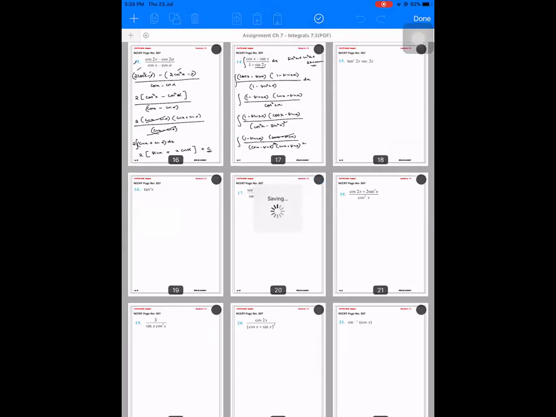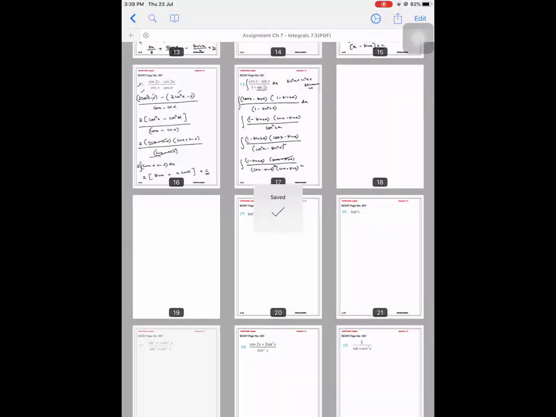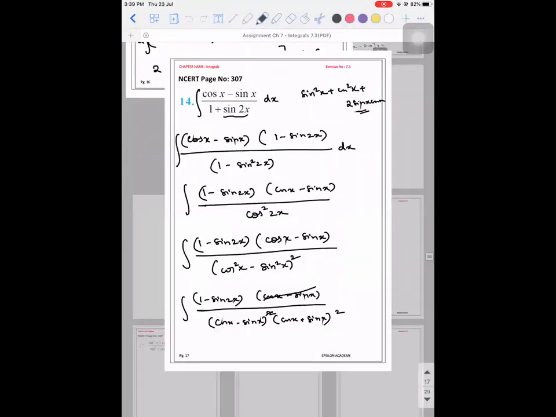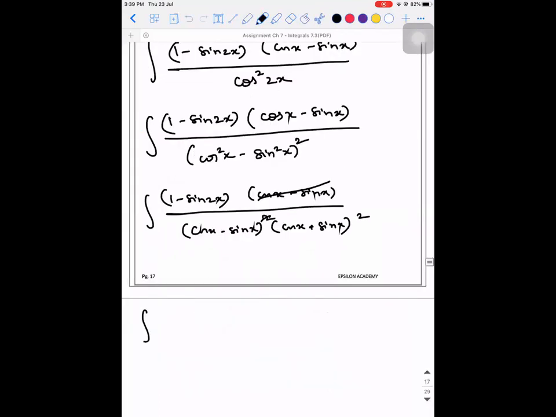So assuming this method will take 2 more pages, if I have something like this and I want to proceed, what will you do? 1 minus sin 2x divided by, in place of 1 you substitute cos square x plus sin square x. Now what will you do with the numerator? Something has to get cancelled. Sir, sin 2x is 2 sin x cos x. Then that will become cos x minus sin x the whole square. You cancel that.